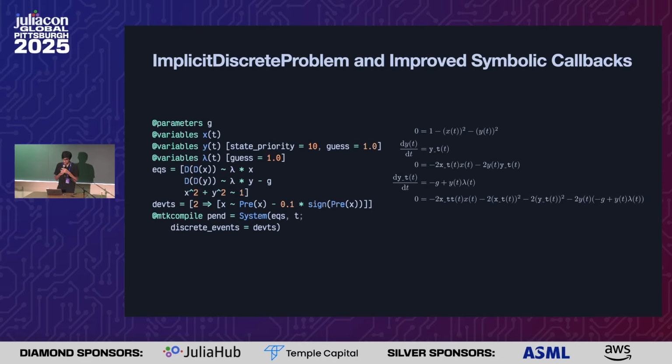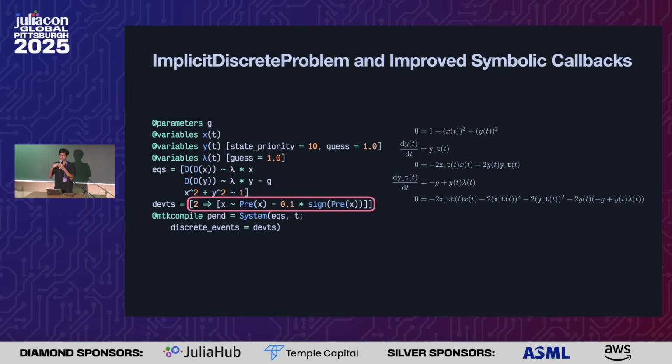Now, why does this matter? This matters because we can do some really cool things with symbolic callbacks here. So I'm going to go back to our good old friend, the pendulum system. And what I'm going to change here is that I'm going to add an event where every 2 seconds, I'm going to say that the value of X after the callback is going to be some function of the value of X before the callback. So with V10, we're going to say that before the callback, the value of a variable is denoted with pre of that variable, and the value after is just the variable.